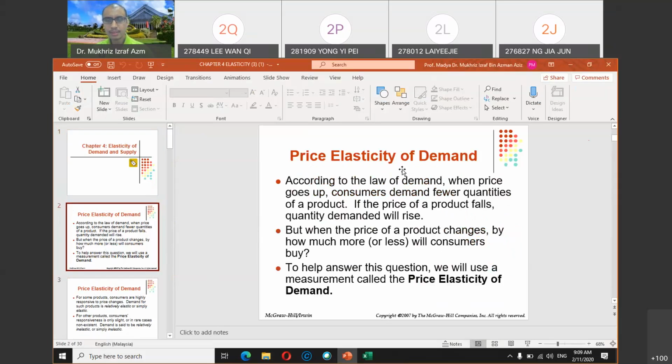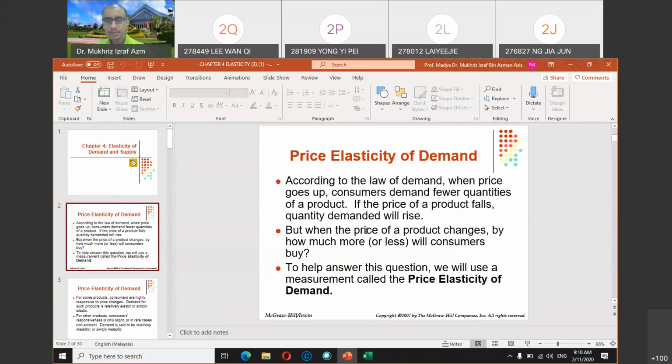We start with demand first. This is what you learned before: according to the law of demand, when price goes up, demand will fall, and vice versa. But the issue is not just that quantity increases or decreases when price changes, but how much the change will be. For example, if price increases by 10%, will demand reduce by 10%, or more than 10%, or less than 10%?